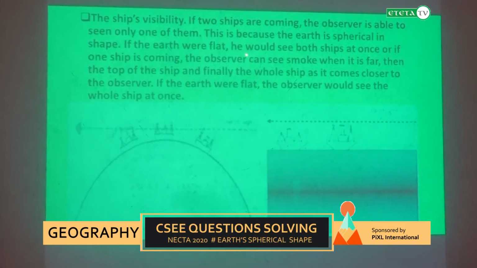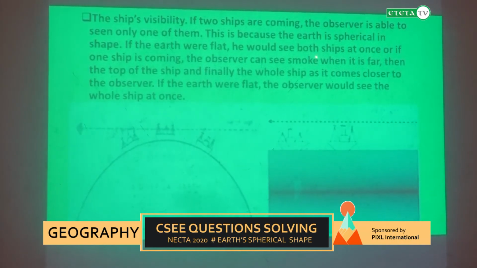If the Earth were flat, the observer would be able to see both ships at once. Or if one ship is coming, the observer sees the smoke first when it is far, then the top of the ship, and finally the whole ship as it comes closer. If the Earth were flat, the observer would see the whole ship at once, at the same time.